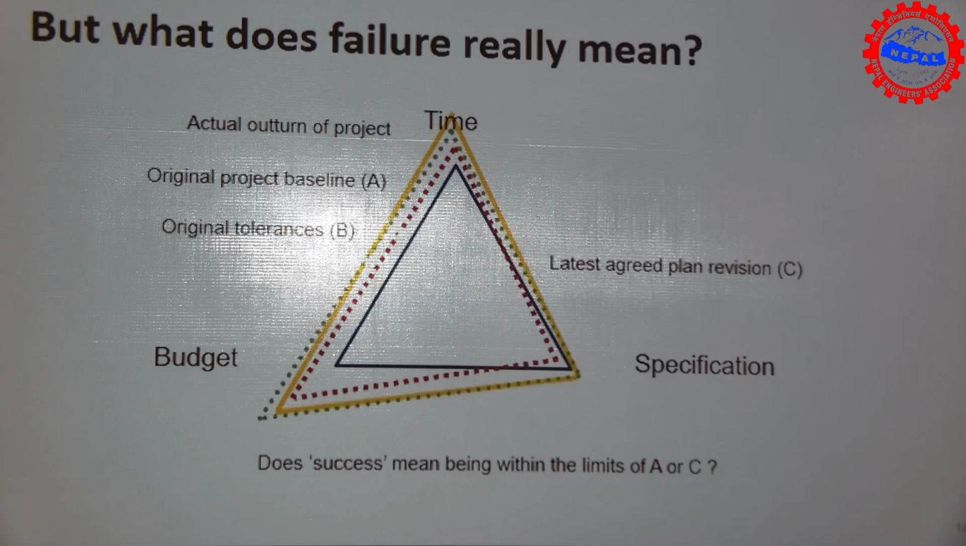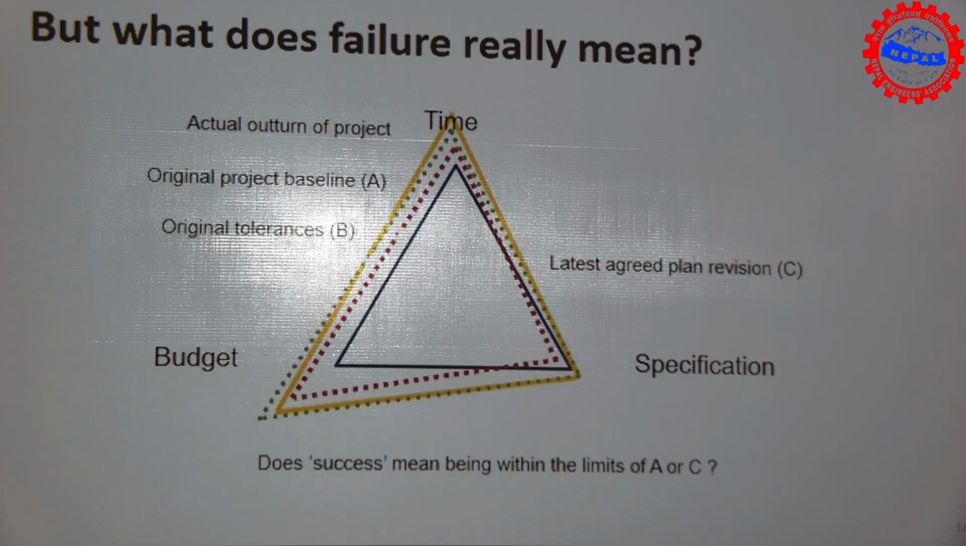So does the success means being within the limit of A and C or not? Original plan was A and the revise is the C. So revise is coming why? Because of the variation, because of the delay, there is a lot of issues coming. More than 99% of projects, do you found any example who has completed on time, delivered on the project? Majority of the projects are going to be delayed. And delay will be their reason.